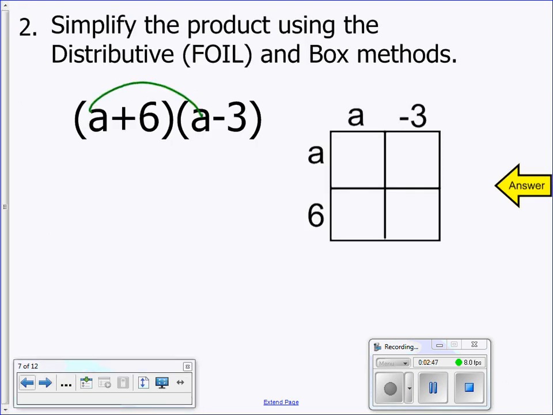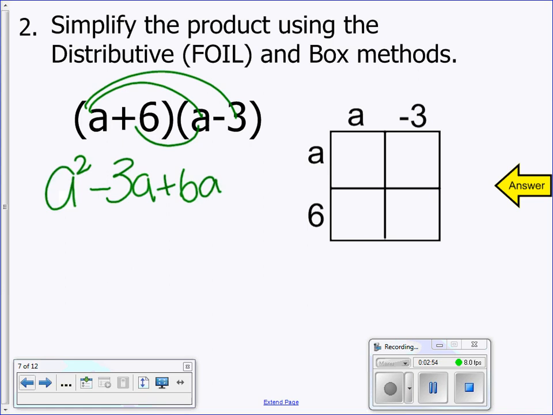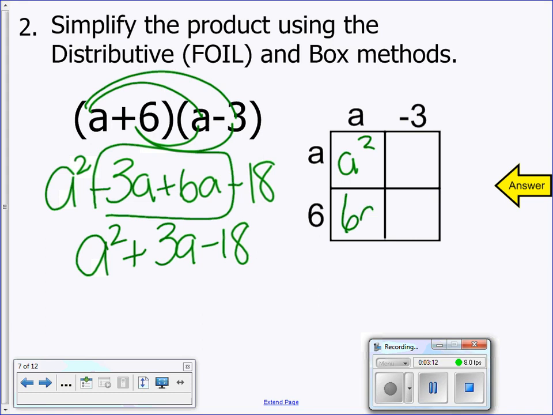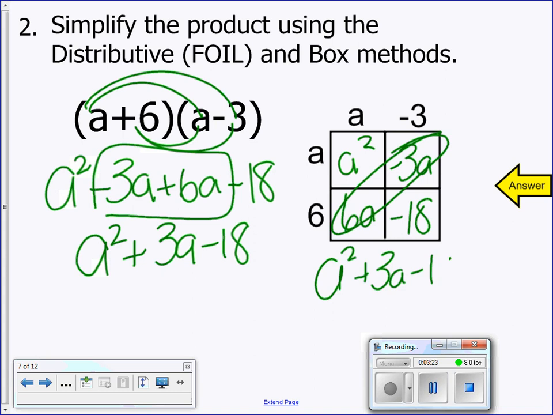In this one, a times a is a squared. a times negative 3 is negative 3a. 6 times a is 6a. And 6 times negative 3 is negative 18. Combine like terms, I get a squared plus, is that a negative 3a? Yes, so that's 3a minus 18. If I do it this way, a squared, 6a, negative 3a, and negative 18. These are like terms, so I get a squared plus 3a minus 18.